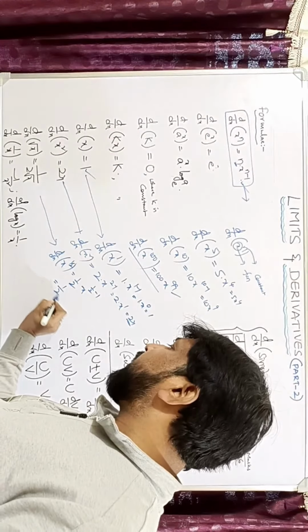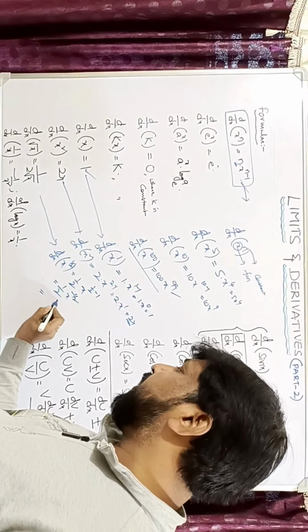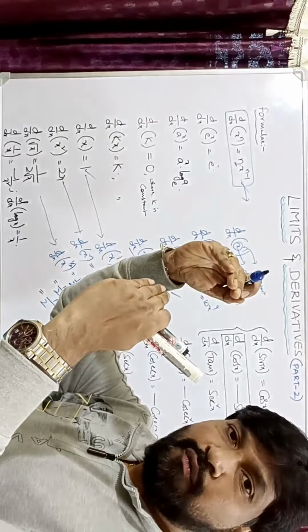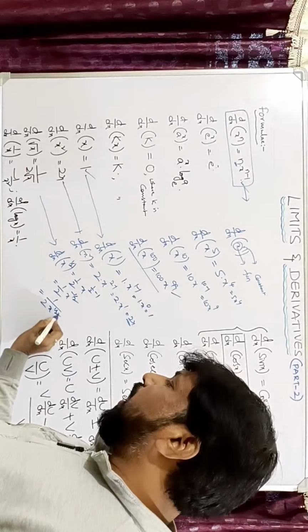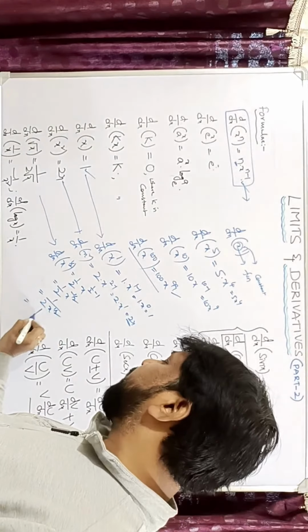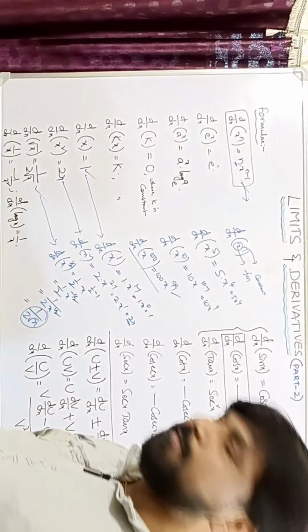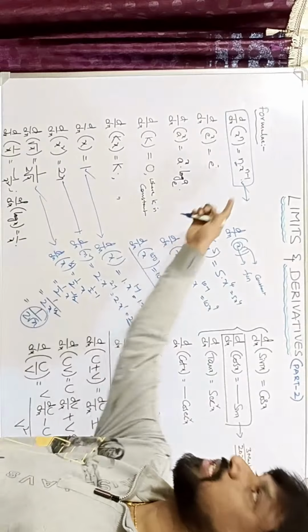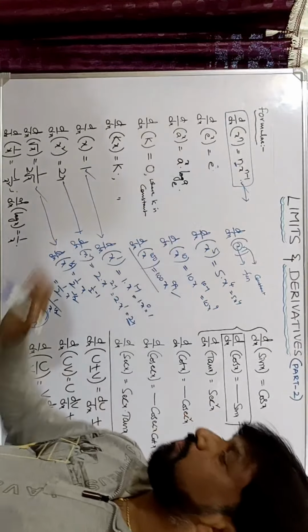So 1 by 2 into x to the power of 1 by 2 minus 1 is nothing but minus 1 by 2, which can be written as 1 by 2 into x power minus 1 by 2, which can be written as 1 by x power half. X power half is nothing but root x. It is nothing but 1 by 2 root x. Exactly that formula only, right? So root x derivative is 1 by 2 root x based on this formula only. This is the origin formula for all the formulas.